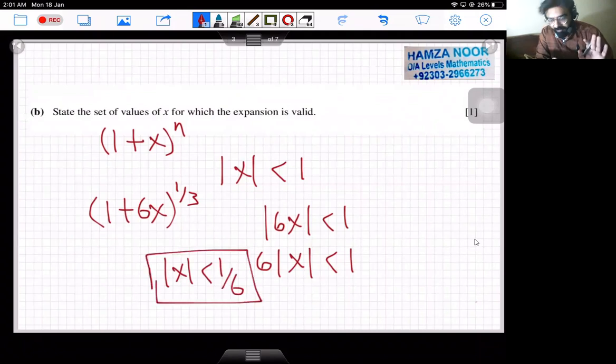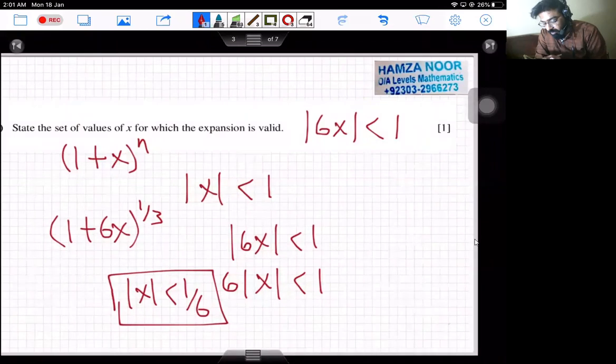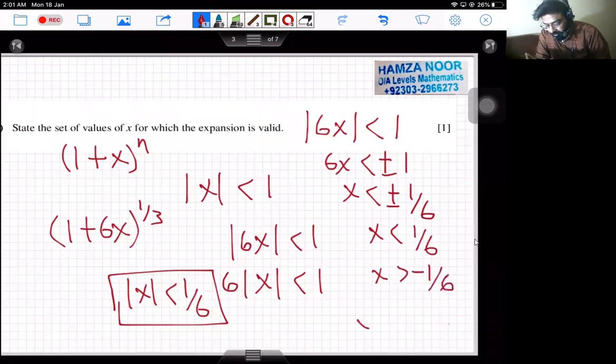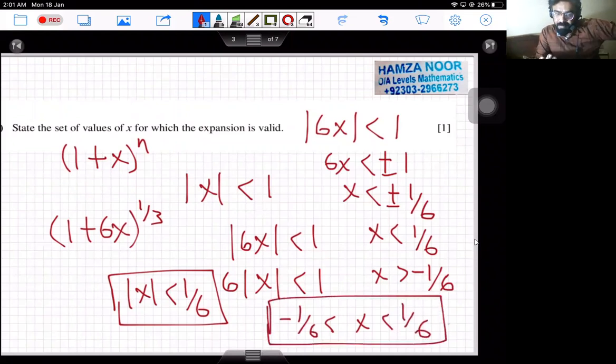This is also acceptable. Otherwise, if you expand this according to the concepts you have studied in algebra P3, modulus inequalities, 6x would be between plus and minus 1, which means x would be less than 1 over 6 and greater than minus 1 over 6. So x would be between minus 1 over 6 and 1 over 6. This is also acceptable. Both of the answers are valid.